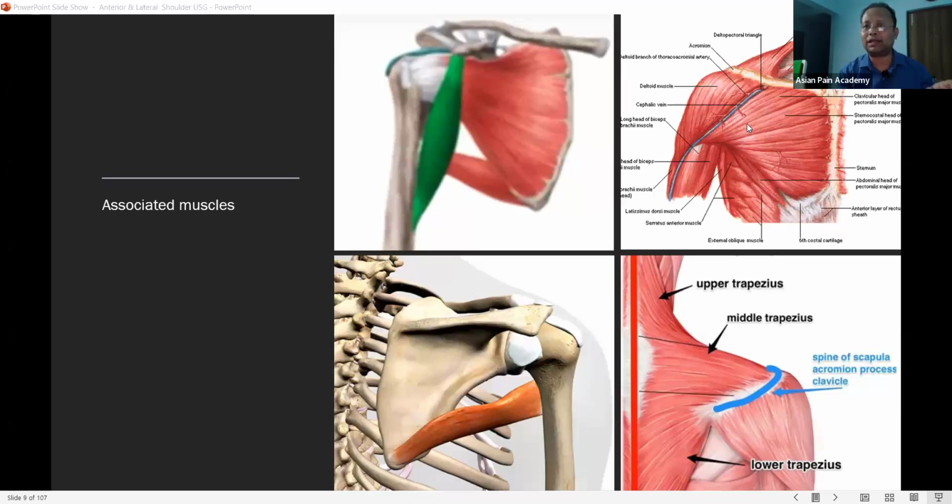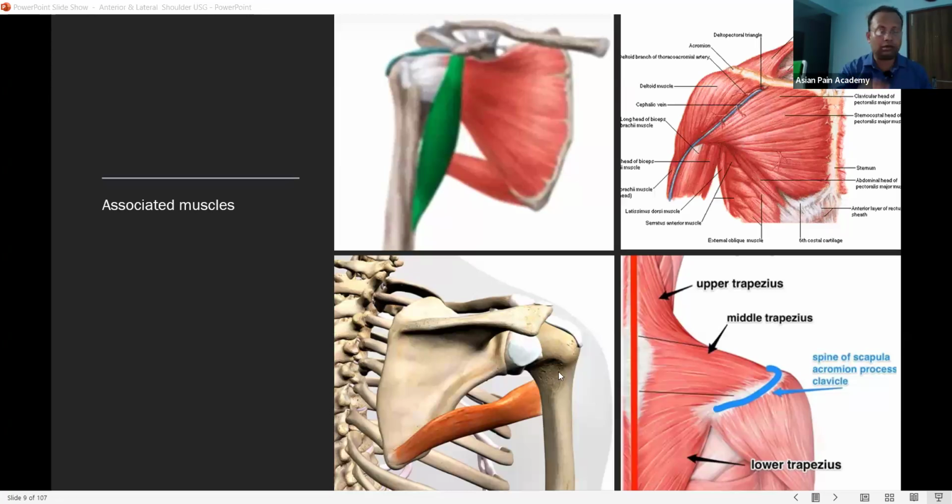The other two muscles associated with the shoulder are the pectoralis muscles. One is pectoralis major and one is pectoralis minor. Pectoralis minor also comes and goes above the coracoid process. Earlier it was thought that it inserts in the coracoid process, but actually it goes above the coracoid process. And pectoralis major inserts in the upper shaft of the humerus. While doing the ultrasound of this area, we see the tendon of trapezius also. Another associated muscle is the teres major muscle.